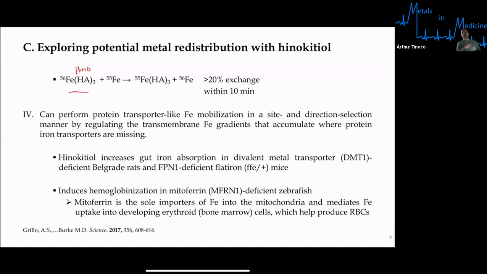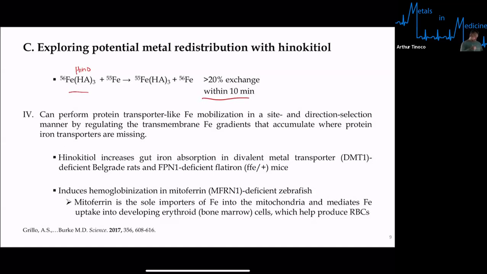So this is one of those examples of a high affinity complex, so very stable, but also labile. This is something that was able to exchange about 20% within 10 minutes. So within the biological context, that is considered fairly labile. So that's an important feature in terms of the possibility of not only being able to grab onto the metal, but to also be able to exchange it.